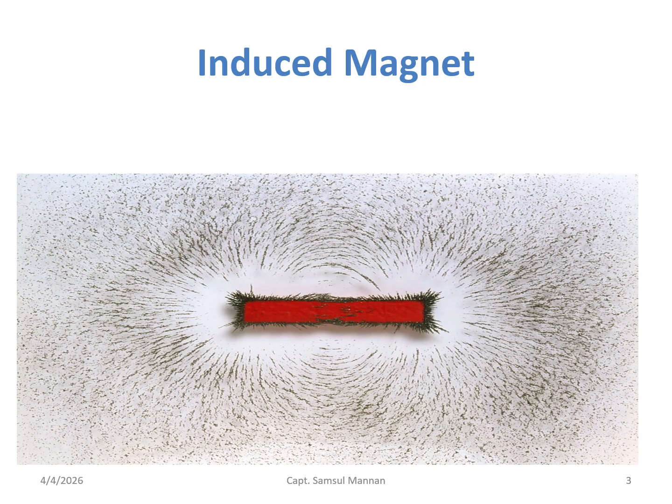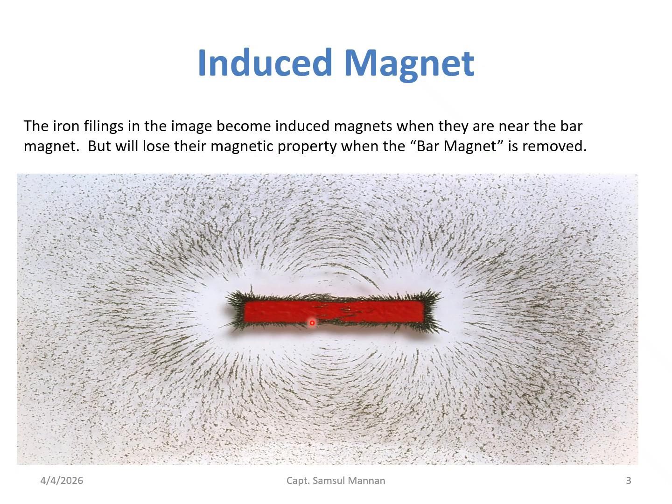Here in the picture we can see a permanent magnet which is surrounded by some ferromagnetic material, or iron filings. These iron filings in the image become induced when they are near the bar magnet, but they will lose their magnetic property when the bar magnet is removed.